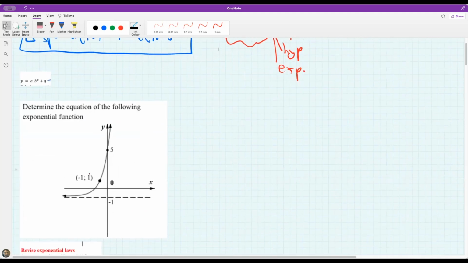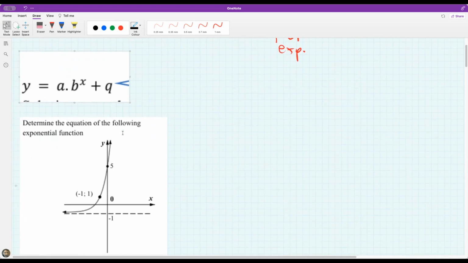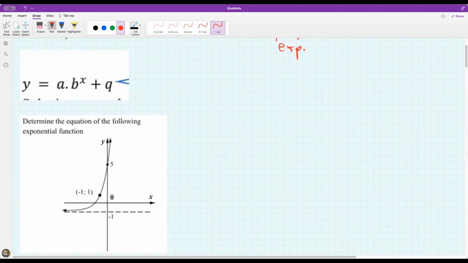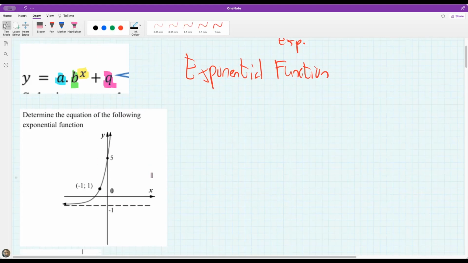Question number one: you are given the equation of a function in that format. And because the x is an exponent, we know this must be an exponential function. Really what that means is we need to find the value of a, the value of b, and the value of q. And the information we're given is this drawing over here.